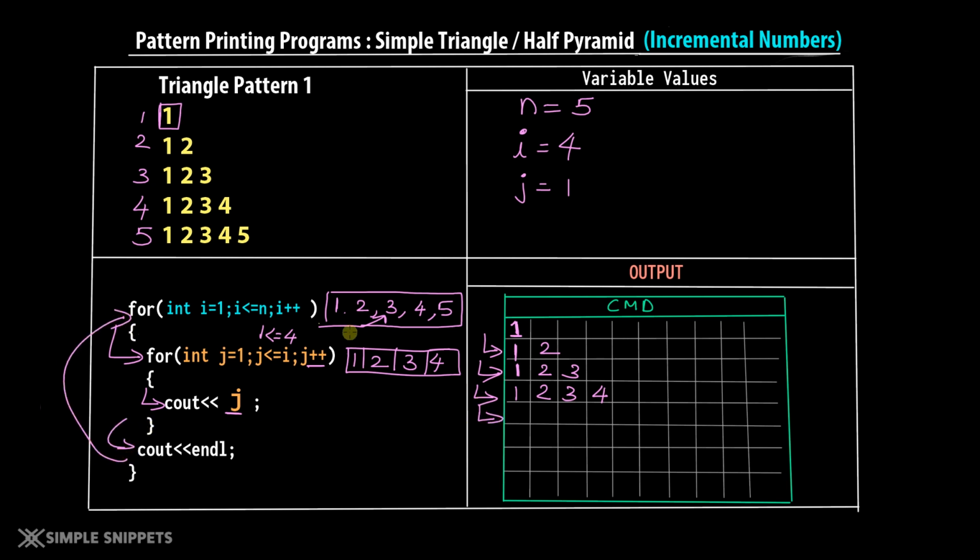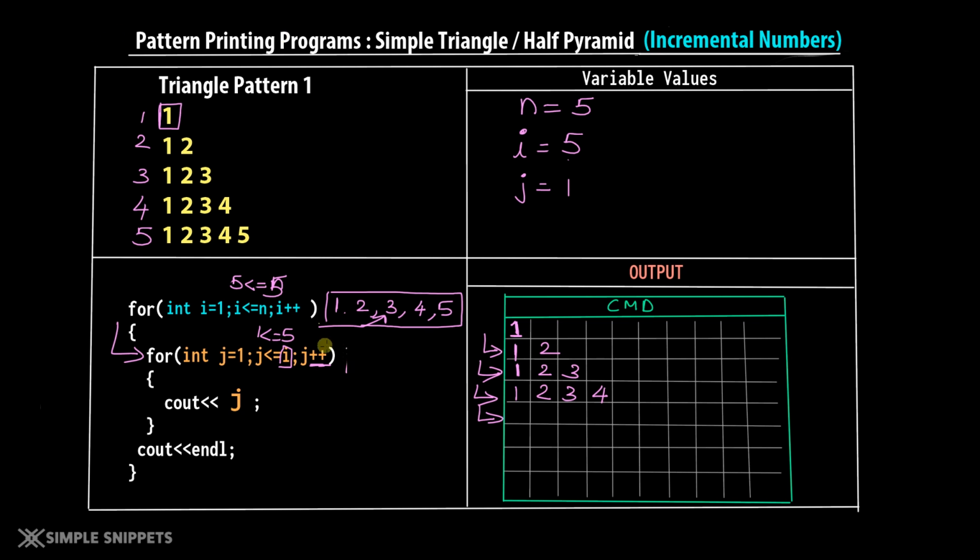Again go at the start of the for loop and i will now become 5. So when i becomes 5, 5 is still less than or equal to n because n is 5. So 5 is equal to 5, right? So the condition is true. You'll go inside. Again you'll say j equals 1. 1 has to be less than or equal to 5 because i has become 5, and you're saying j plus plus.